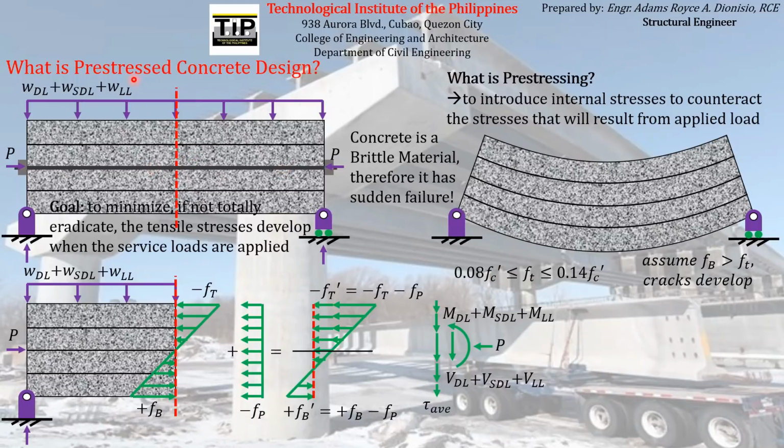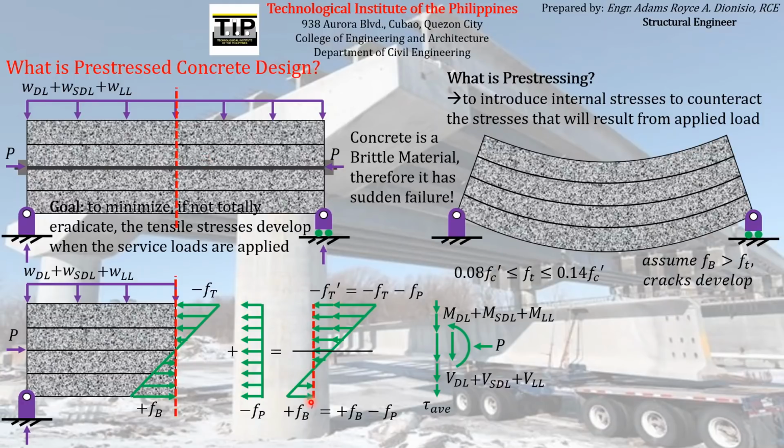So kung kanina, nung dinadala ng concrete beam yung service loads na to, ang tensile stress na nararamdaman niya at the bottom fiber ay ganito na kalaki. Pero ngayon, since nag-add na tayo ng pre-stressing reinforcement, ang tensile stress na lang nararamdaman niya sa bottom fiber ay ganito na lang kaliit. So, ibig sabihin lang yan, malayong malayo pa siya sa tensile strength niya. Meaning, it is far from cracking pa. Ibig sabihin, hindi pa siya magka-crack habang dinadala niya tong service loads.